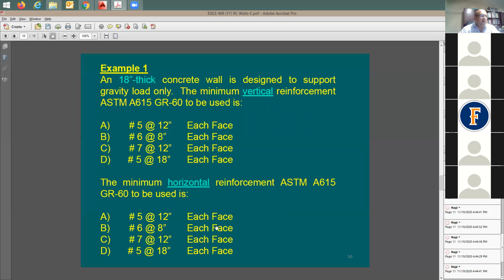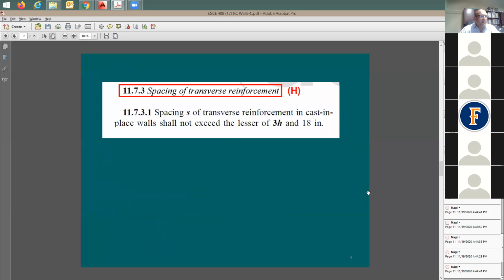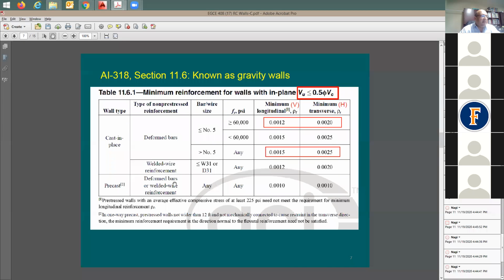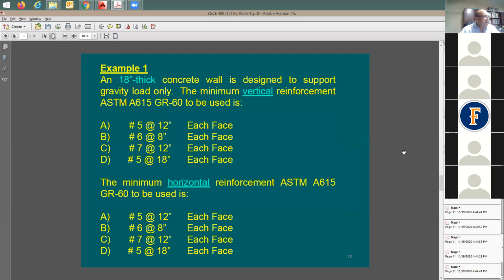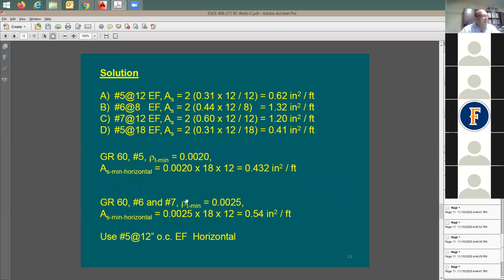So I'm going to try this also for the horizontal reinforcement, but look, before we continue, I need to look at the minimum reinforcement needed for the horizontal reinforcement. It's going to be 0.002 and 0.0025, depending on the bar size. So okay, let me be ready for it. I'm going to say 0.002 for number 5 and 0.0025 for number 7.